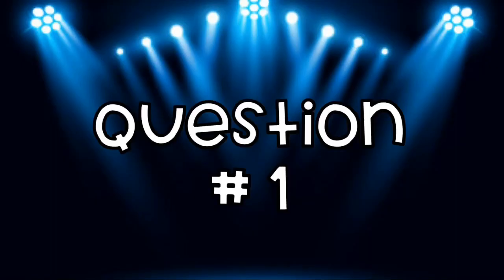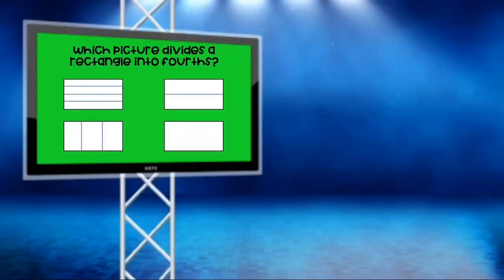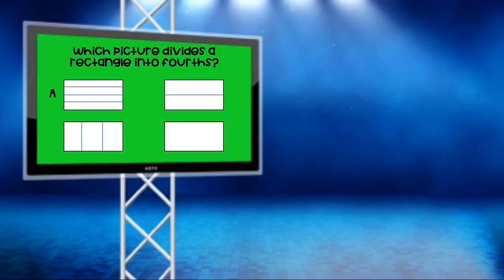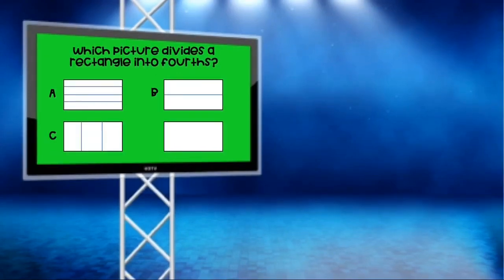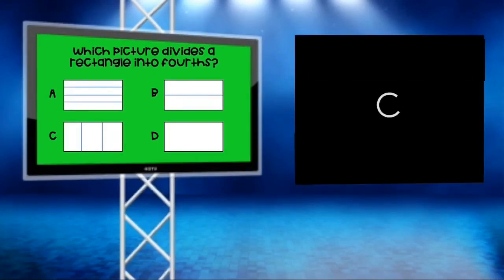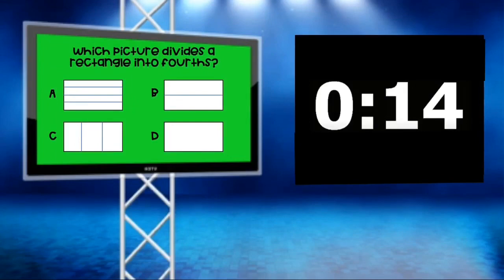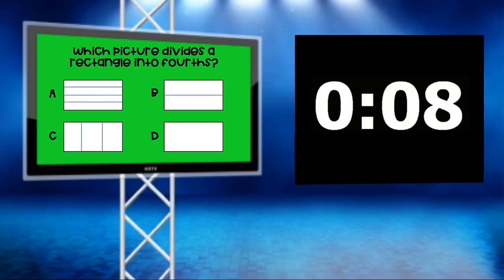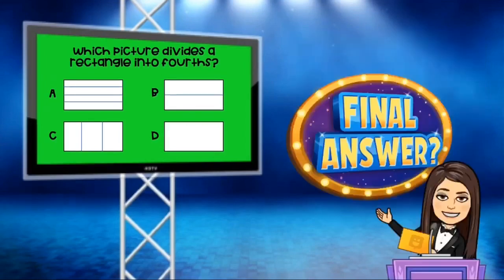Question number 1. Which picture divides a rectangle into fourths? Is it A? Is it B? Is it C? Or is it D? Do you have your final answer?